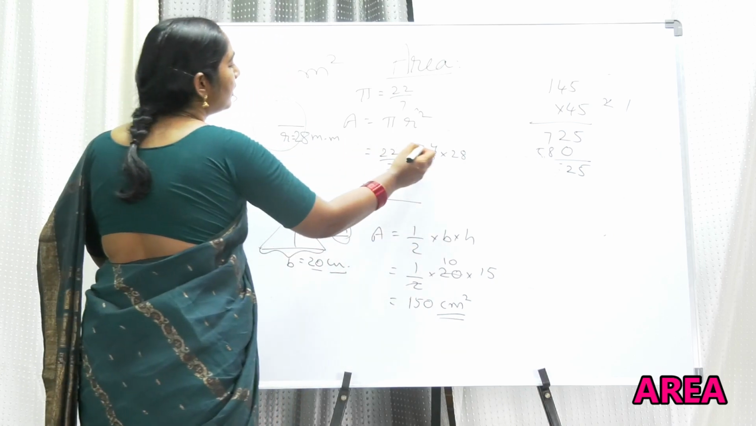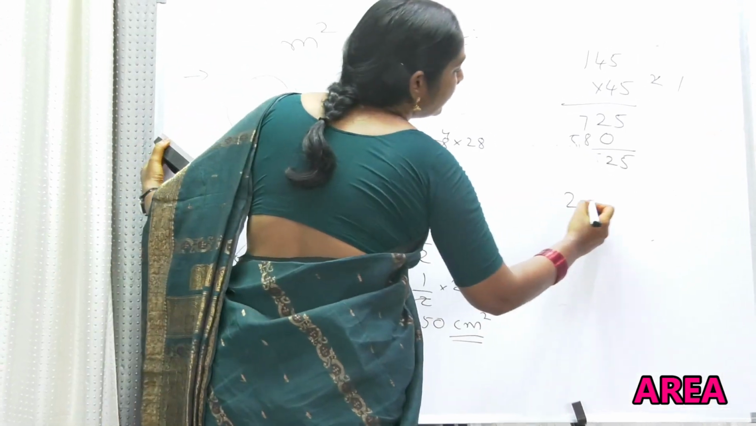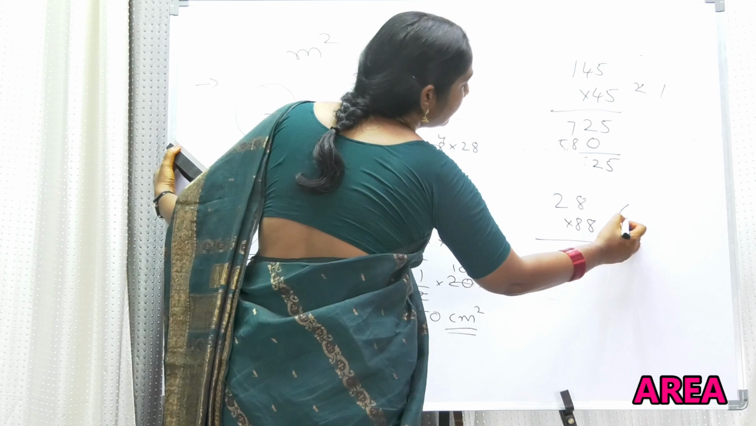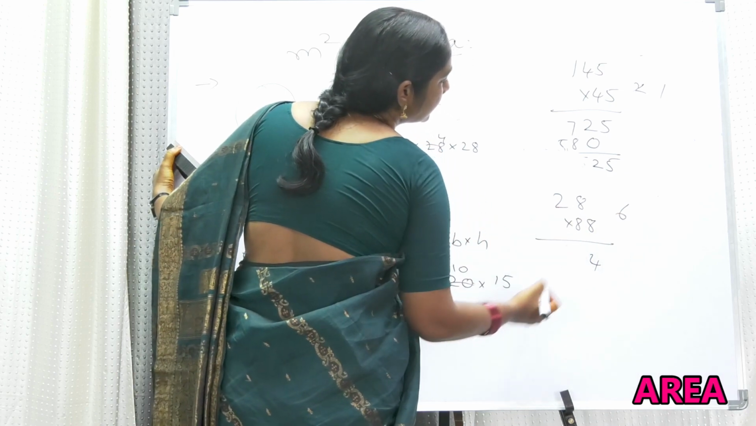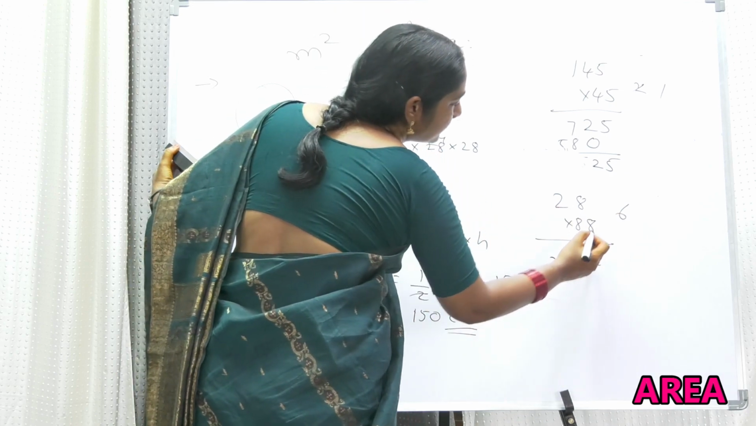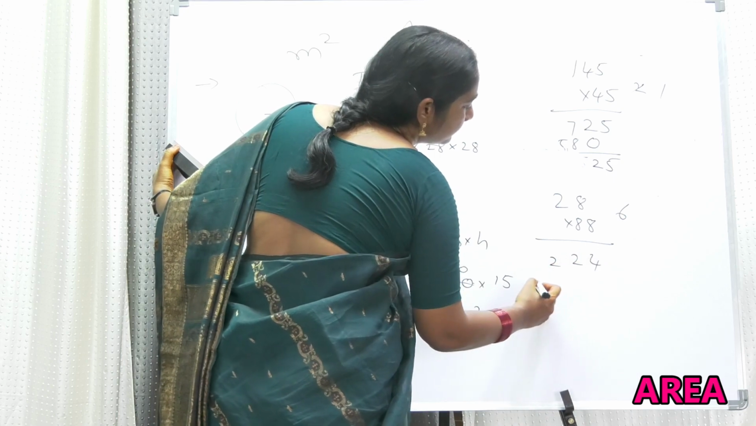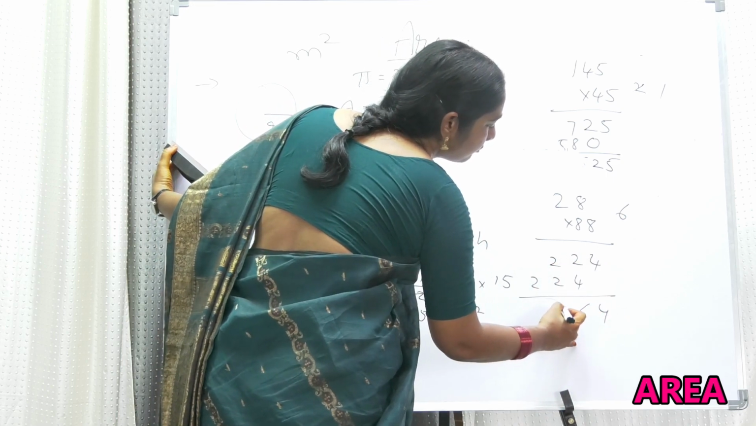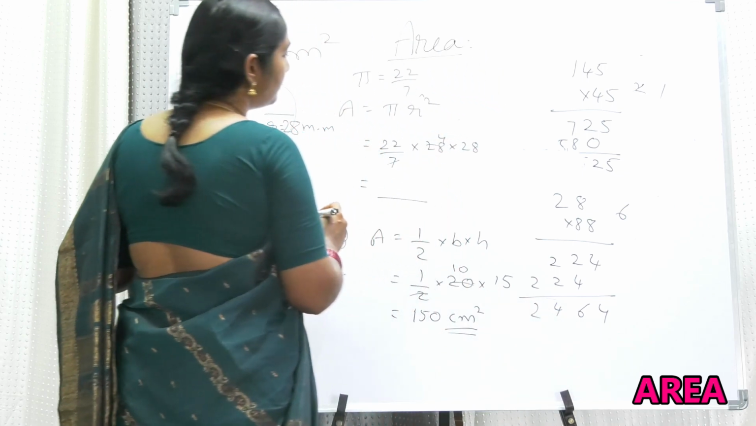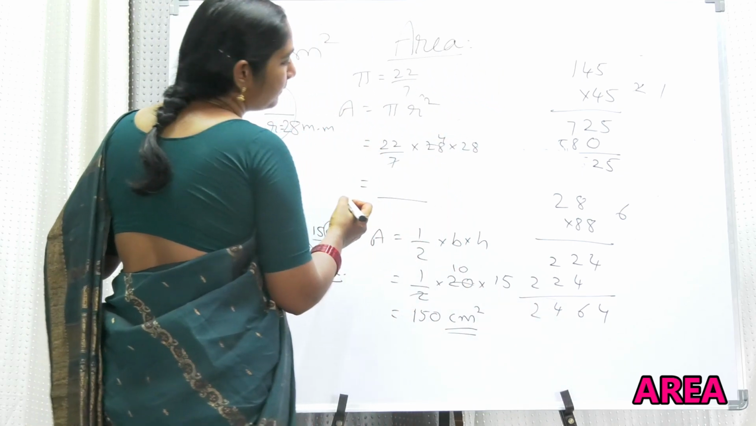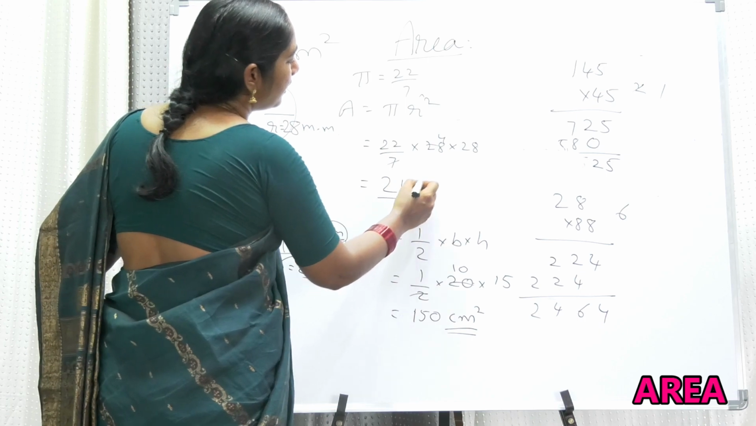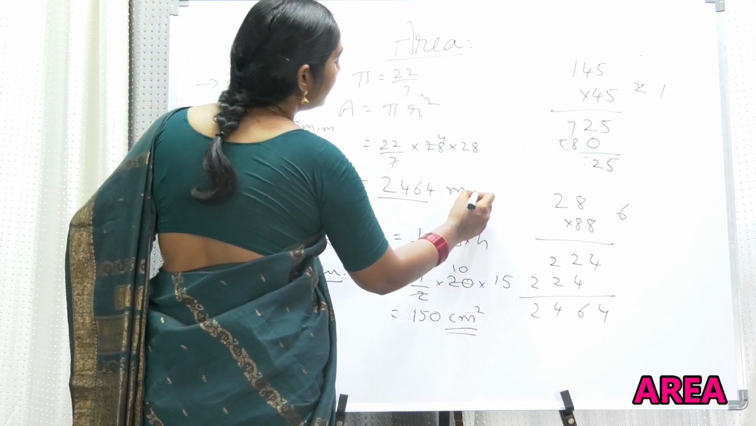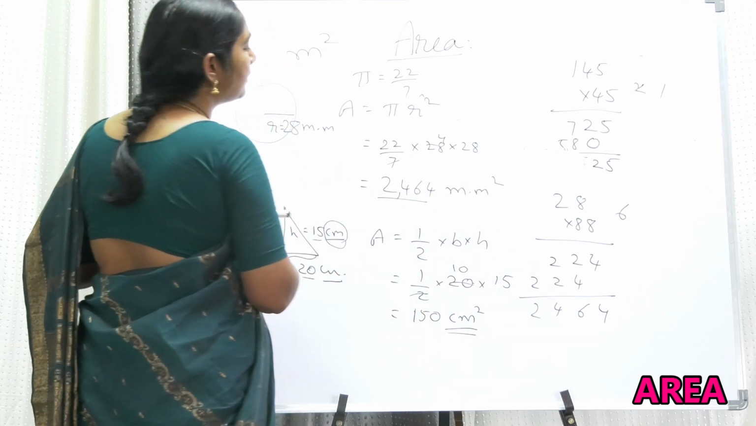22 into 4 is 88. 28 into 88: 8 8s are 64, 8 twos 16 plus 6 is 22, again 2, 24. That is 2464 millimeter into millimeter, that is square millimeters.